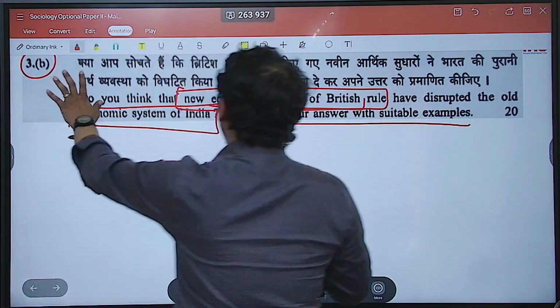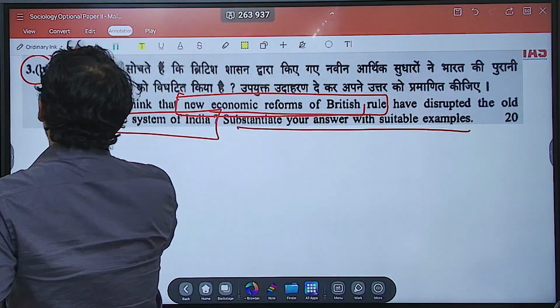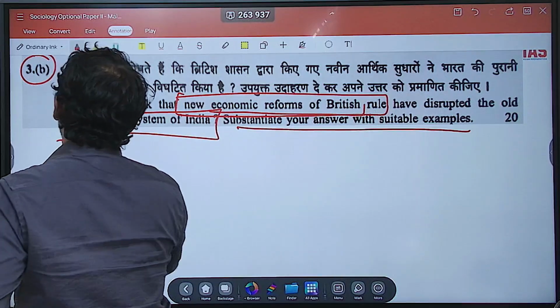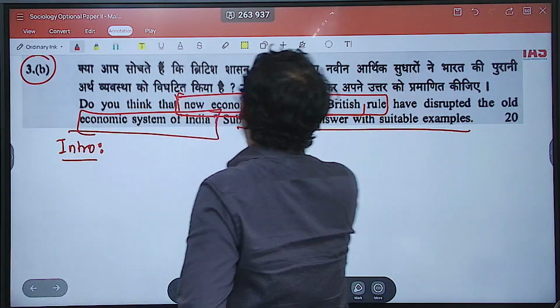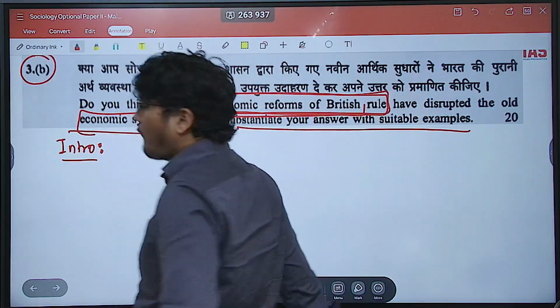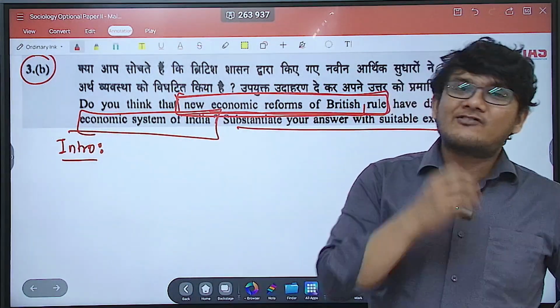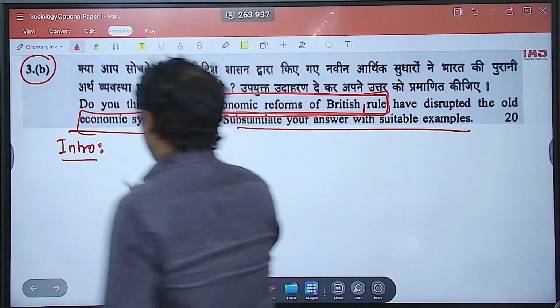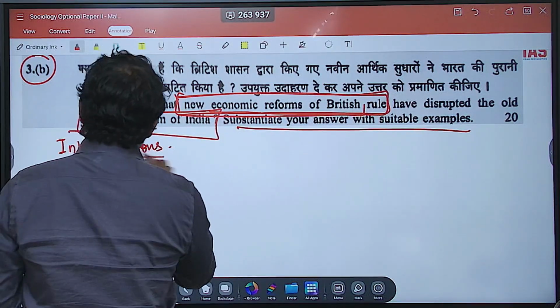Now look, let's understand the framework of this answer. First, in the introduction, we'll start by mentioning, in general, what were the things that were a part of the new economic reforms of the British, with what intention did they bring in that, what was the reason for which they brought in that. So you can talk about the reasons as to why that was brought in.